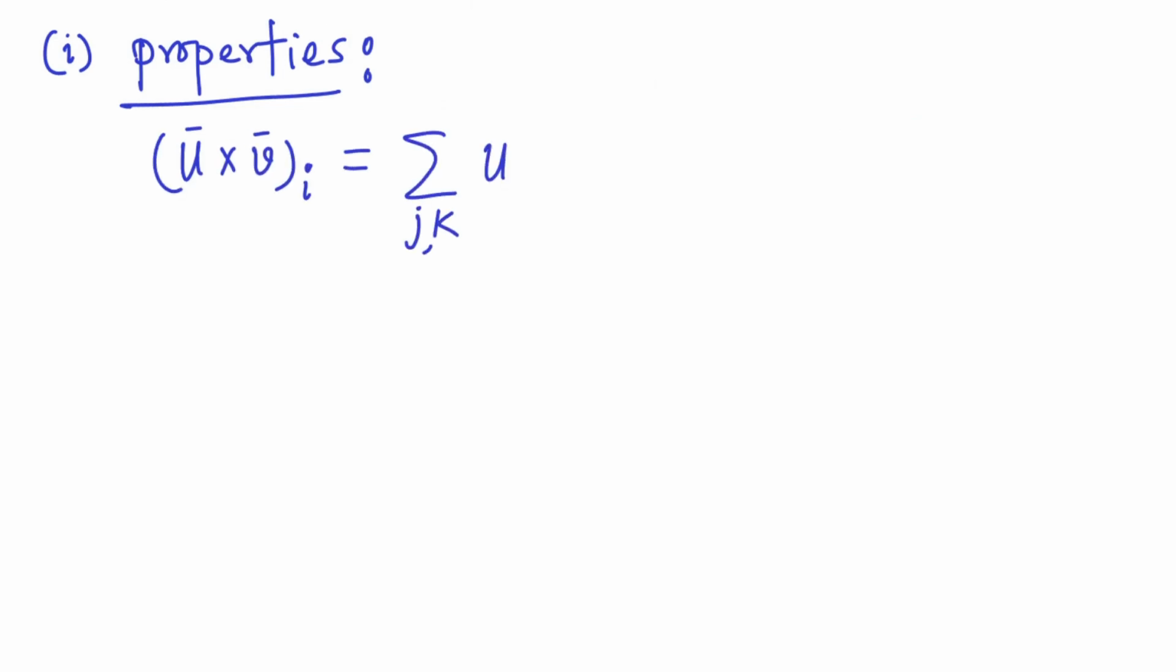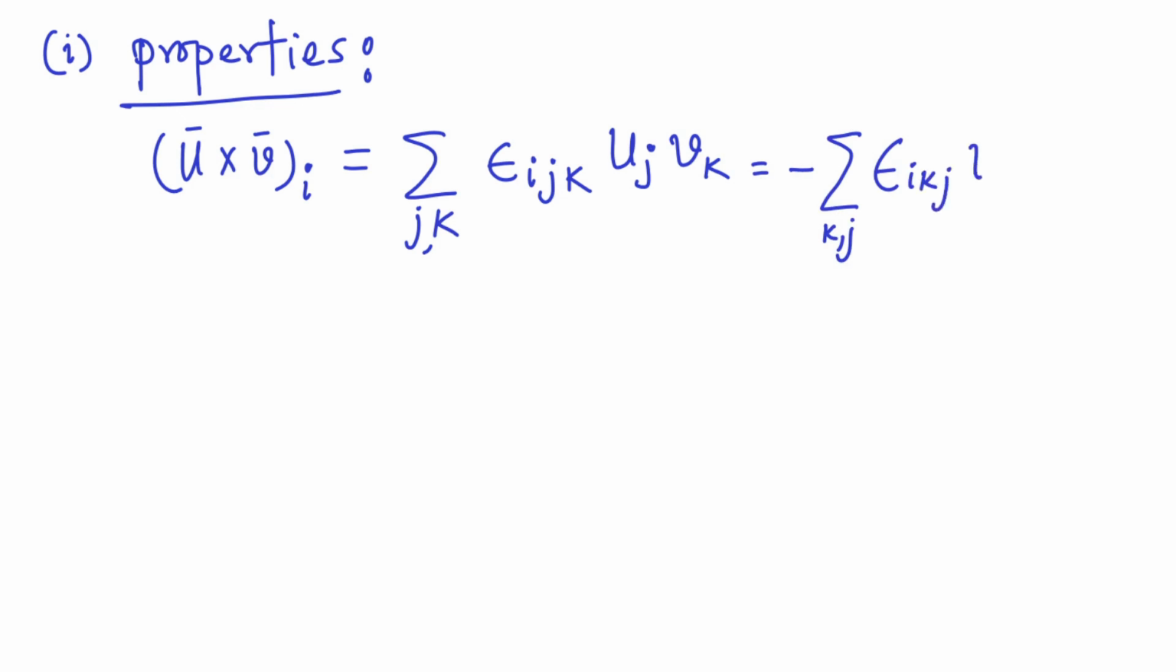The first property says that the ith component of the cross product between u and v can, by definition, be written as the Levi-Civita symbol epsilon ijk times u_j times v_k, summation over j and k. Now we have mentioned that if I exchange any two indices of the Levi-Civita symbol, one gets a minus in front of it. So I can change jk to kj, which gives us a minus, and I write v_k in front of u_j.